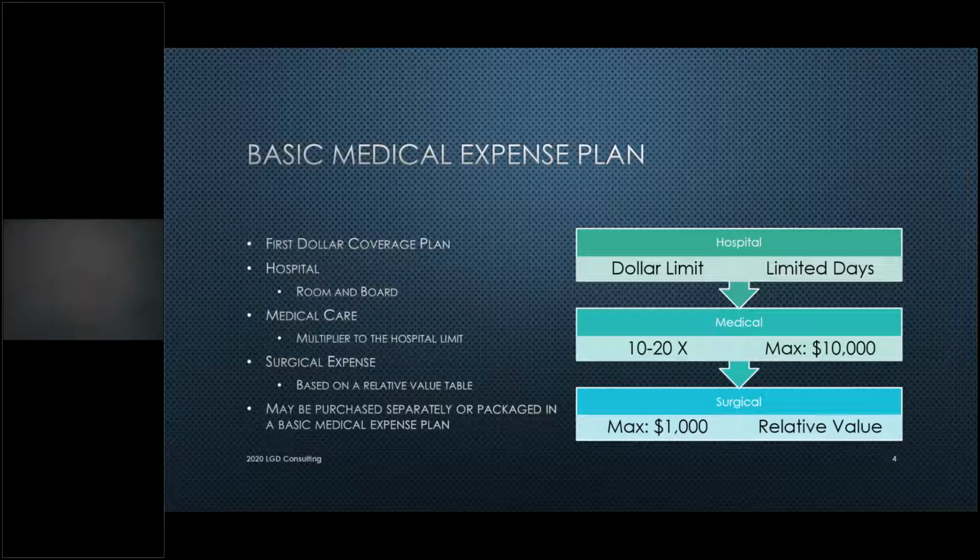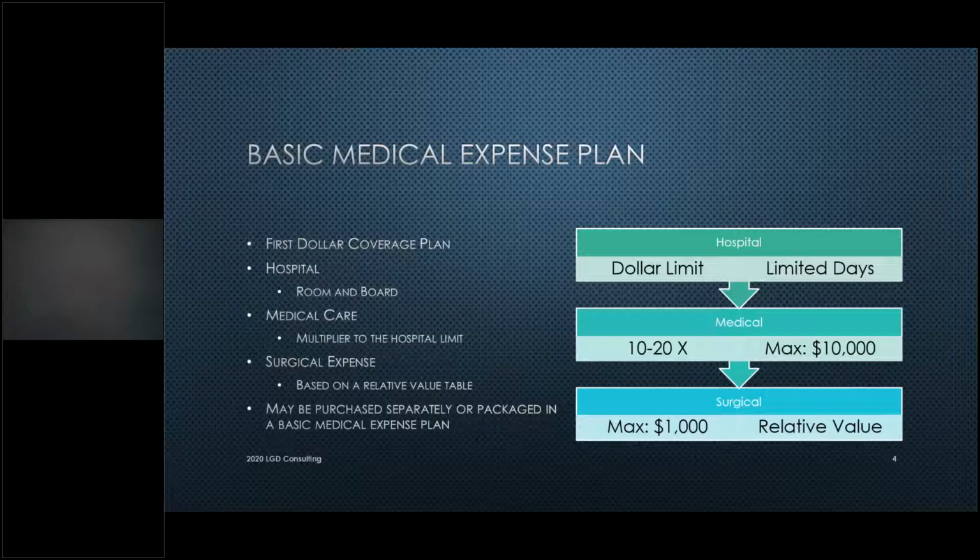That means with this particular program, if you get a splinter in your finger or a paper cut, you can go in and they'll take care of it without any deductibles. So knowing there's a program out there with no deductible, it's kind of pricey. And when you see the word basic, basic means limited. So the hospital, there's three parts, or I should say, hospital, medical, and surgical. Now you can buy them separately or you can package it up in this basic medical expense plan.